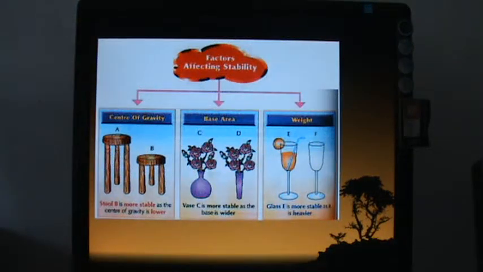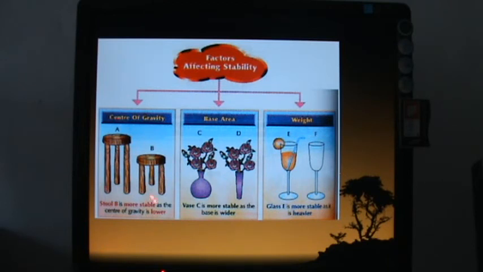So these are the example and conclusion. So factors affecting the stability. One of the experiment not done is actually the weight of the object. So the weight of object, if you look at the third diagram shows that a cup full of orange juice and the other one is empty cup. The one with orange juice is more stable as it is heavier. And this one, the second diagram shows a very wide base area compared to a very small base area. This one is C is more stable than D.